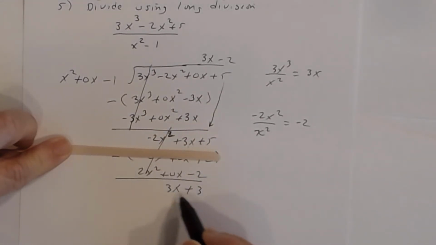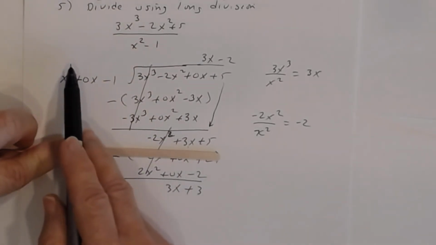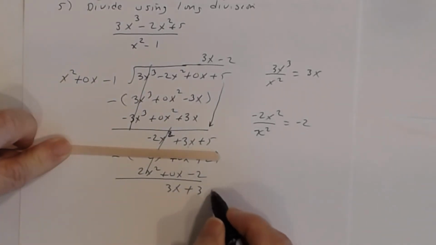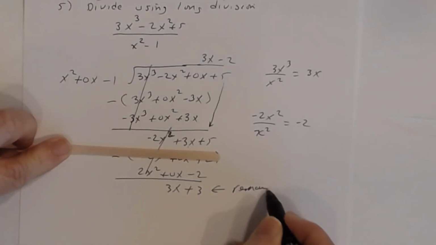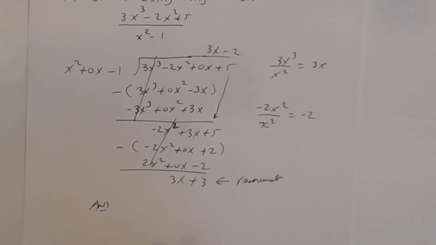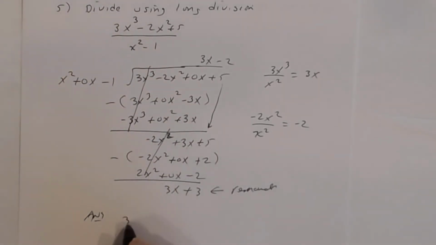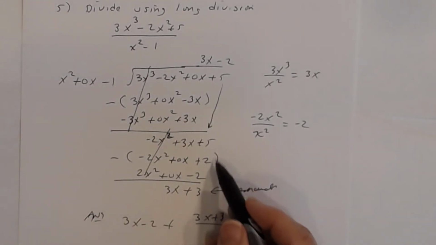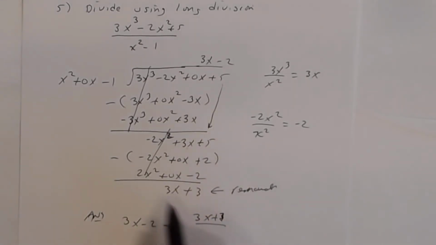And then notice the degree here is 1. The degree here is 2, so I stop. That is your remainder. And so the answer then will be the quotient, 3x minus 2, plus the remainder, 3x plus 3, divided by the divisor, which is x squared minus 1.